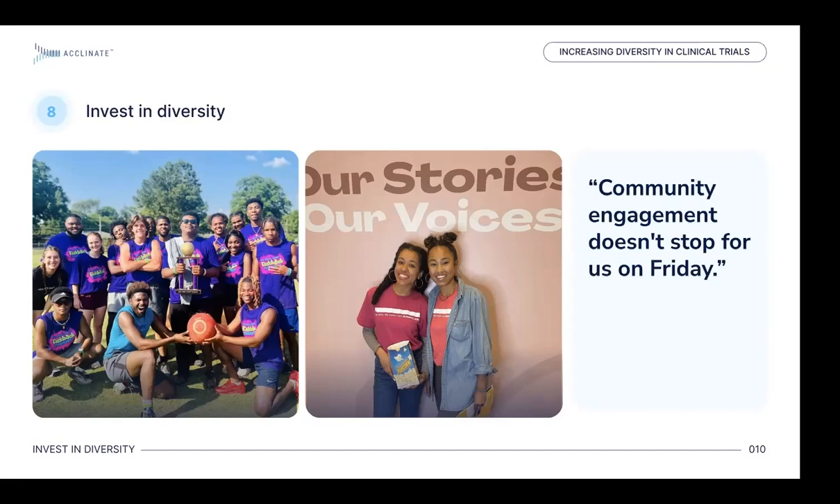Workforce diversity is so important because people bring perspectives that can help you better navigate the decisions that you're trying to make when approaching communities, but also even just how you write a study protocol so that it is more inclusive than it is exclusive.